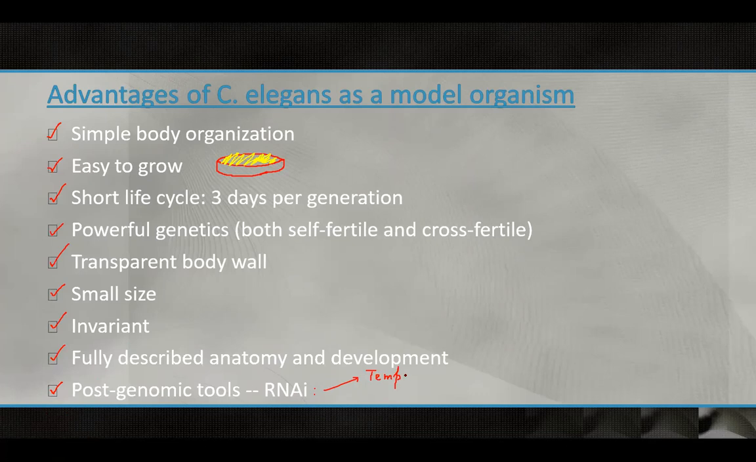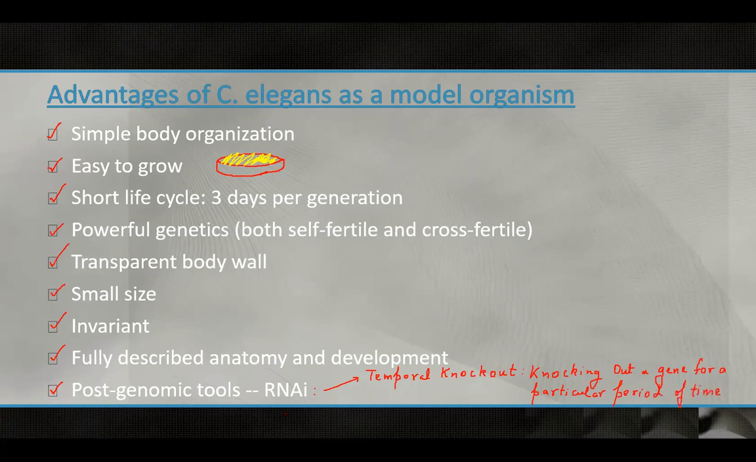What do you mean by temporal knockout? Temporal knockout means knocking out a gene for a particular period of time, and its effects can be understood.